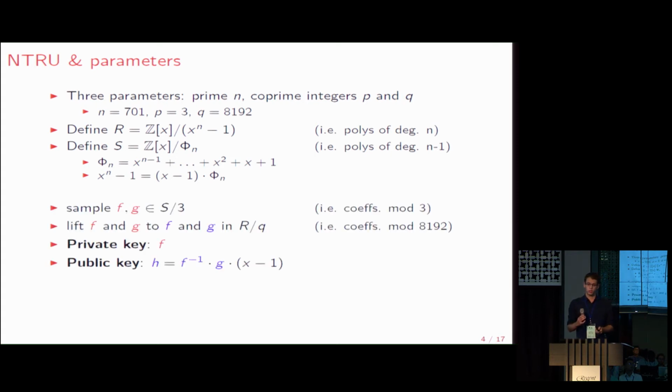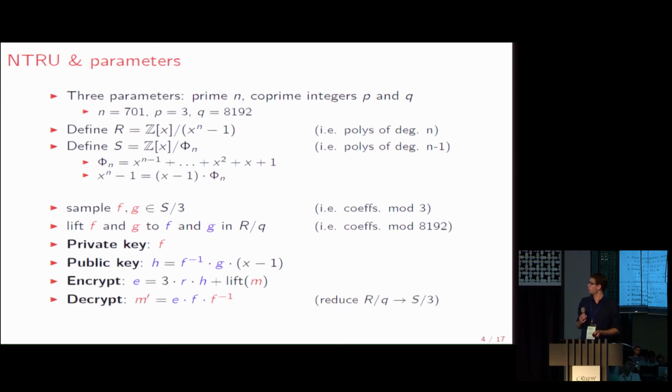But if we look at how NTRU works, this is basically NTRU in a nutshell. We sample some F and some G, and we sample them from S here. And then we lift them to R. This is the conversion again. And for the private key, we basically have this F, which is a polynomial of some coefficients mod 3. And the public key is some expression over the lifted polynomials. And you'll see that we're now performing operations in R here. So that's a multiplication and an inversion and a multiplication by some constant polynomial to derive the public key.